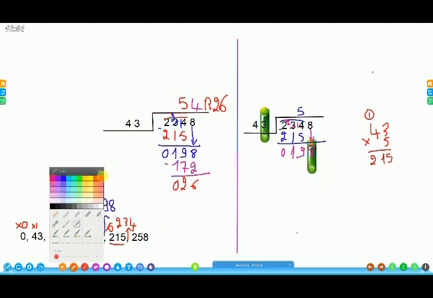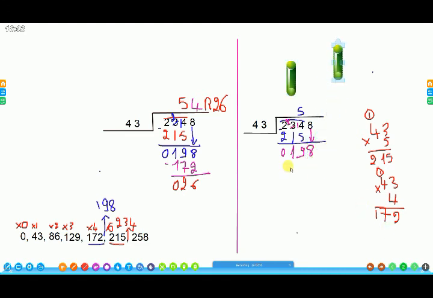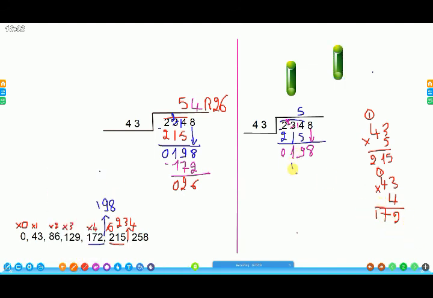So on my scratch paper, I verify if my answer is correct. I multiply 43 times 4. 4 times 3 is 12. 2 I carry 1. And 4 times 4 is 16. 16 plus 1 is 17. The number obtained is less than 198, so my estimation is correct. Just below 198, I write the multiple that I found here. I write 172, and in the quotient I write 4.